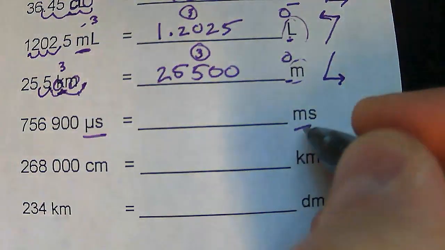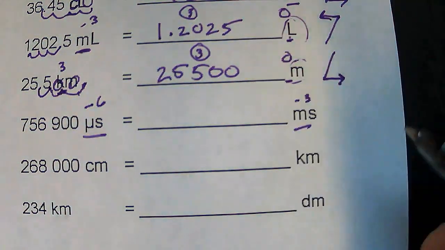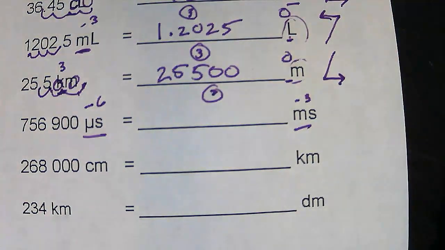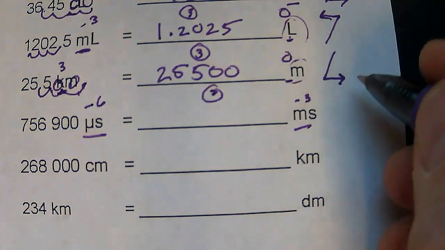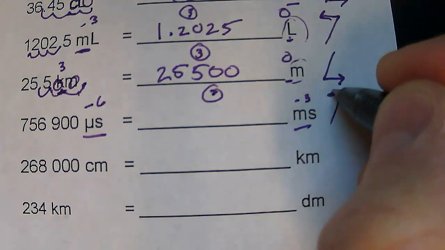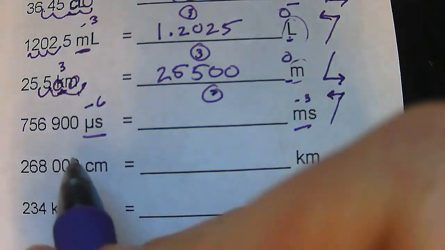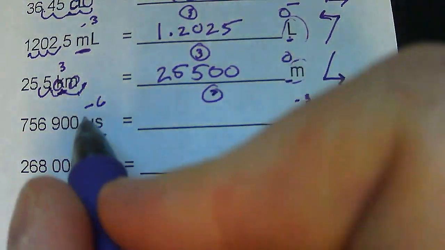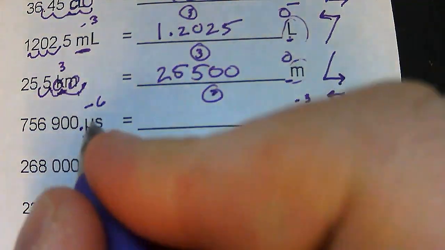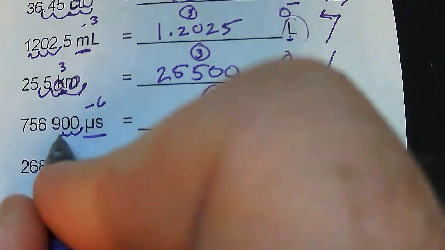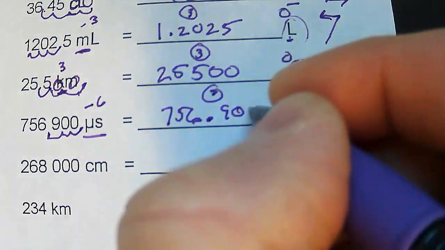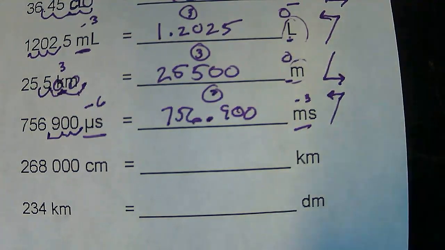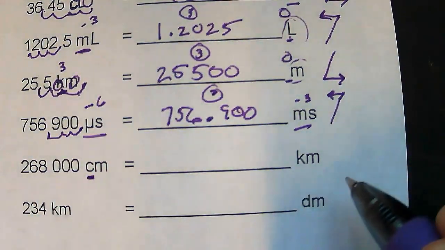So micro to milli. Micro is minus 6. Milli is minus 3. So the difference is 3. Okay, I know it's hard to see my writing. And again, we're going up, so we move the decimal to the left. And because there's no decimal here, it's assumed to be here, so we're going to move it 3 places. 1, 2, 3. So that number is 756.900. Okay, keep going. 2 more to go.